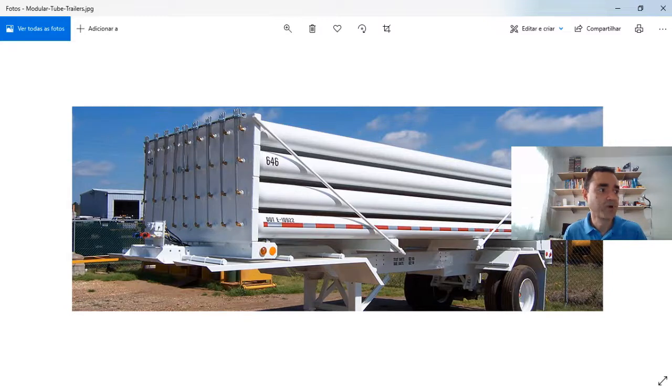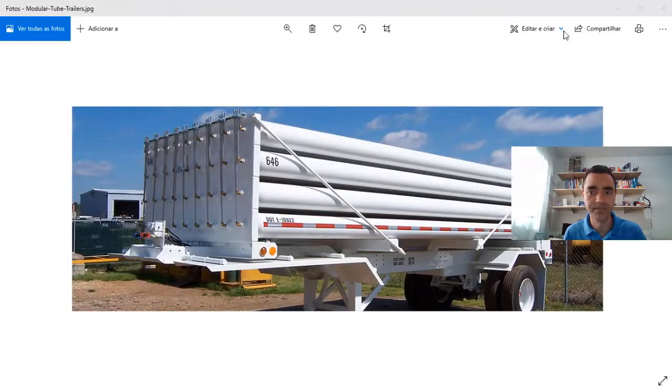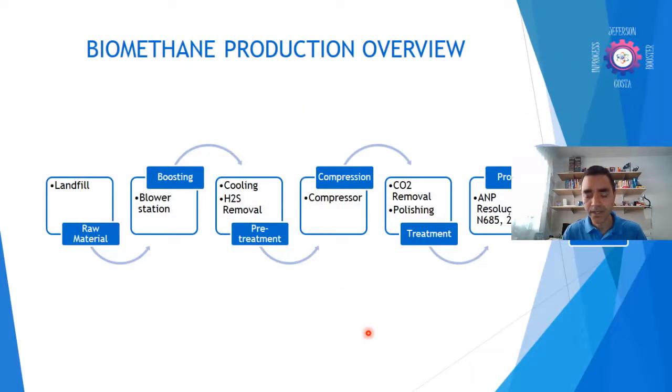And another option of delivering the product is by pipeline. In this case, we connect the outlet or the battery limits of our plant with a pipeline, and with that we can deliver the gas. And of course, we need to have a metering station, and in many cases this metering station must comply with specific regulatory issues, but that is subject to another live session. And with this, we have an overview of the biomethane process.